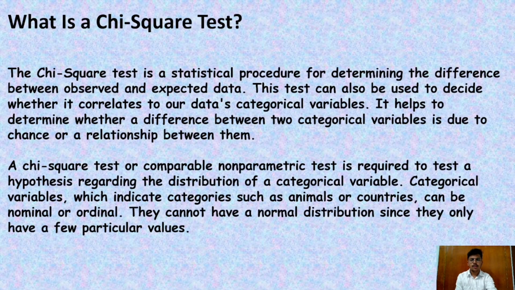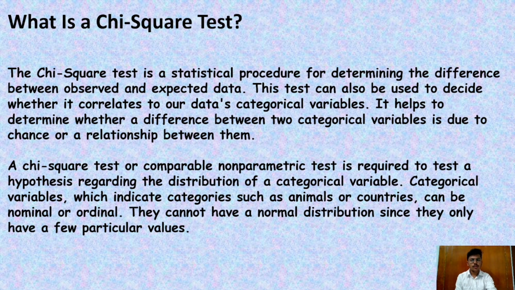So, what is chi-square test? The chi-square test is a statistical procedure for determining the difference between observed and expected data. This test can also be used to decide whether it correlates to our data's categorical variables. It helps to determine whether a difference between two categorical variables is due to chance or a relationship between them. So a chi-square test or comparable non-parametric test is required to test a hypothesis regarding the distribution of a categorical variable.